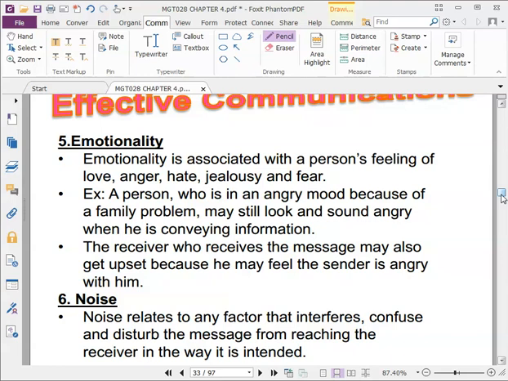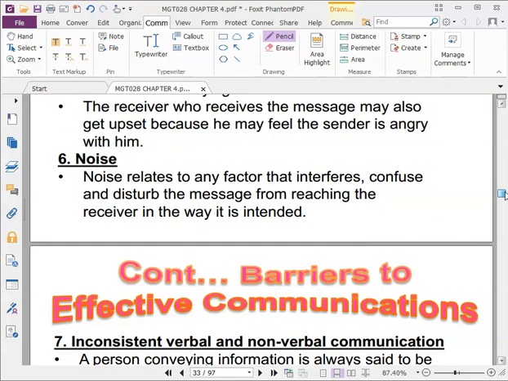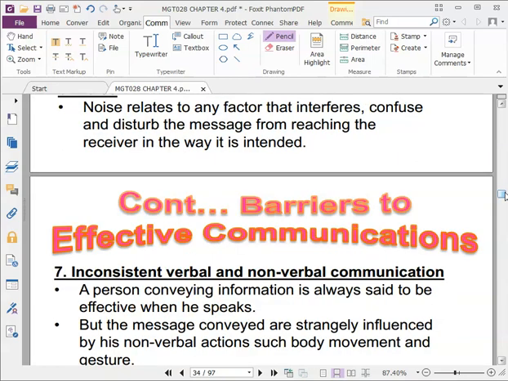Okay, what else is noise lah. Noise tu macam gangguan lah. Okay, gangguan pun boleh menyebabkan halangan kepada effective communication. Okay. Noise related to any factor that interferes, confuse, and distribute the message from reaching the receiver in the way it is intended. Okay? So macam tadi saya patutnya kelas pukul 2 suku tapi sebab saya ada halangan tu menyebabkan kelas kita lambat. Okay?